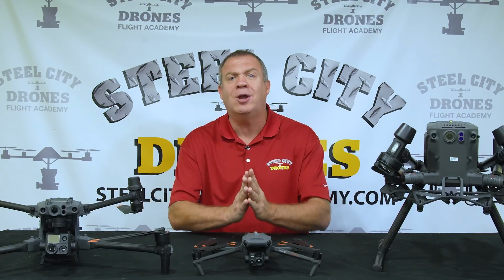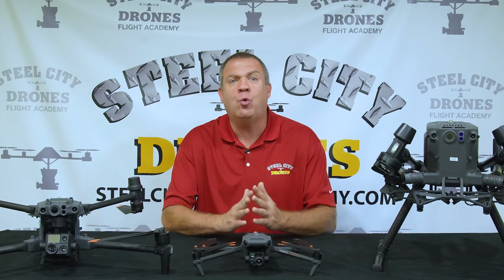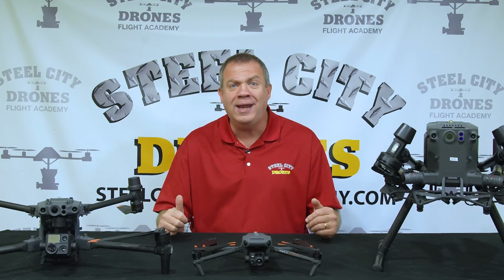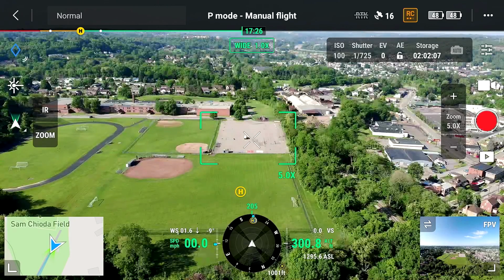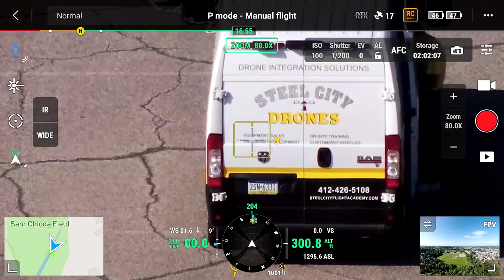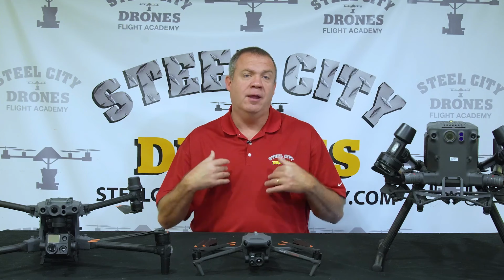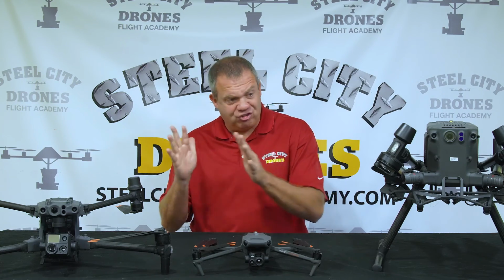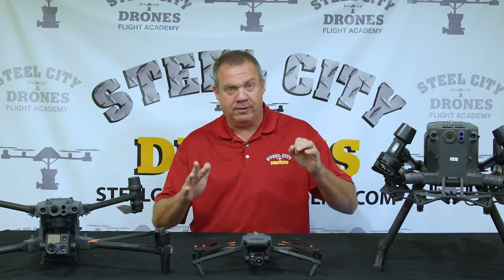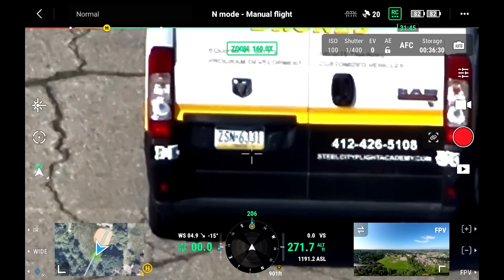So when I look at the zoom quality of a camera, I'm looking at it from two different parts. One is how far away can we have the drone and be able to read a license plate. That, in my opinion, is really showing the limitation of the camera. And not only just being able to read it, I mean read it clearly without any guessing.